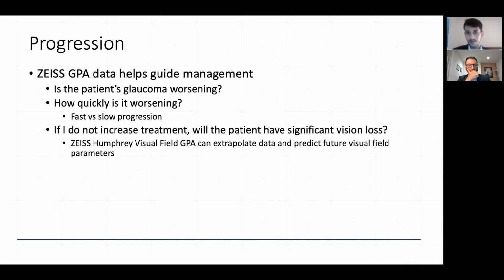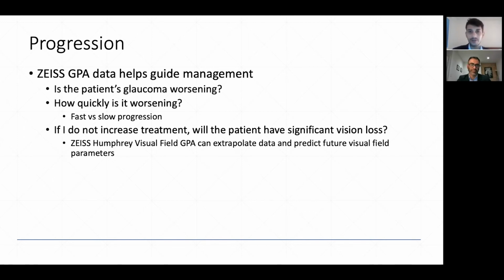So it's important that if you have something like a fast progressor where you're losing 2 decibels of sensitivity on your visual field per year, in 10 years, you could go from pre-perimetric glaucoma to advanced loss with significant effects on your vision quality. Whereas someone who's progressing very slowly, especially if they're a 90-year-old, 95-year-old patient with a shorter life expectancy, you might not need to intervene.